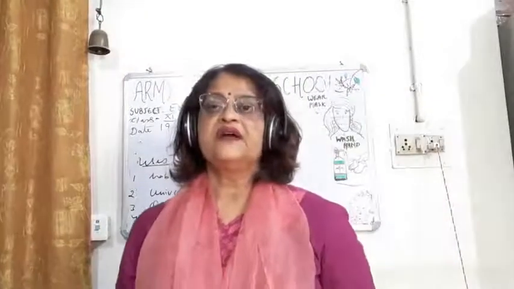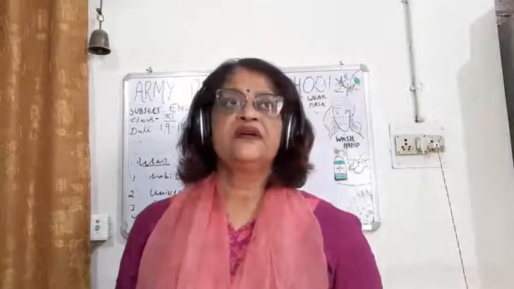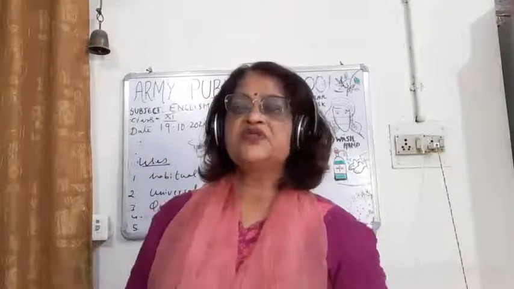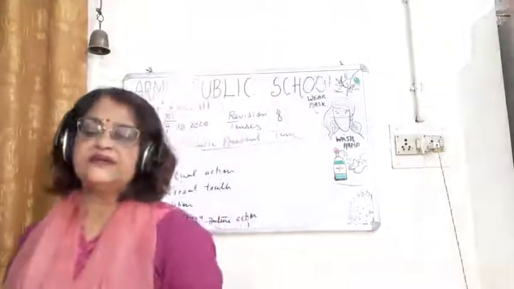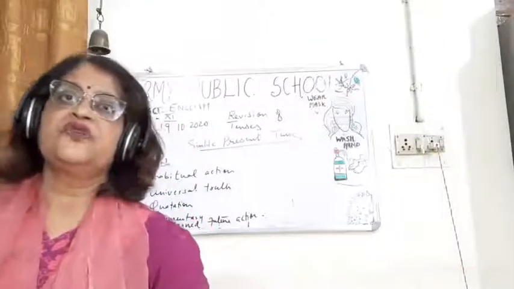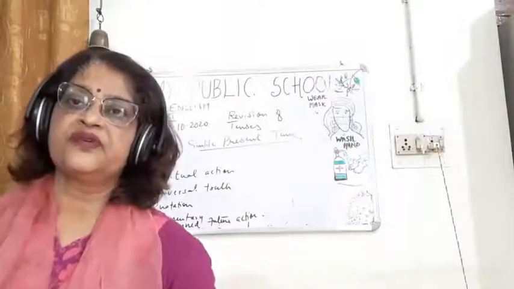Now, children, I will be explaining the sentence structure. But before explaining sentence structure, you have to know three things. First of all, what is a verb? With a verb, children, we know an action has been done or work has been done, or what is the state of a person or thing.